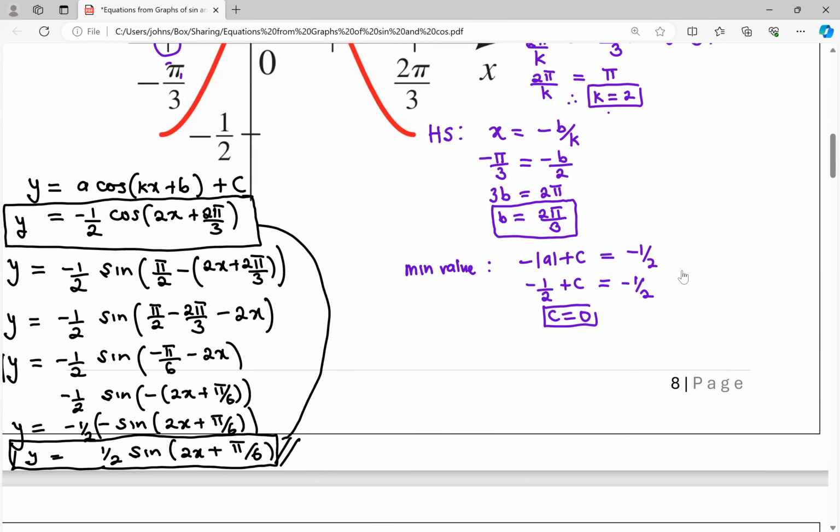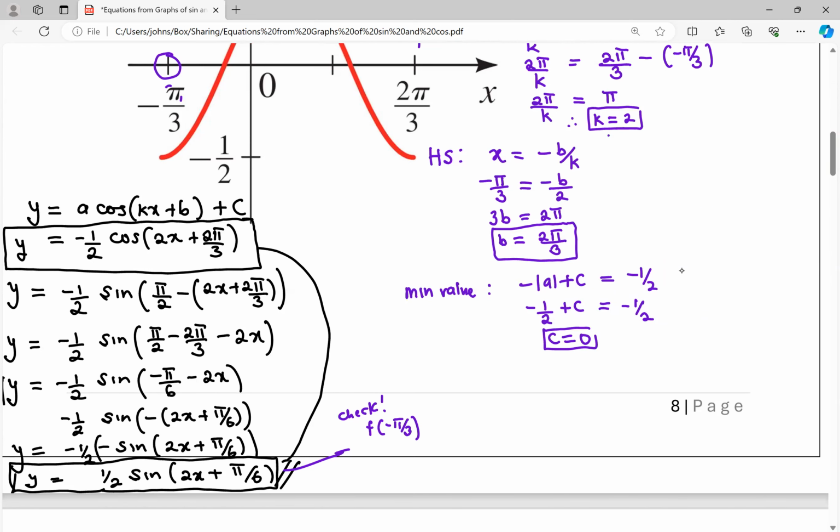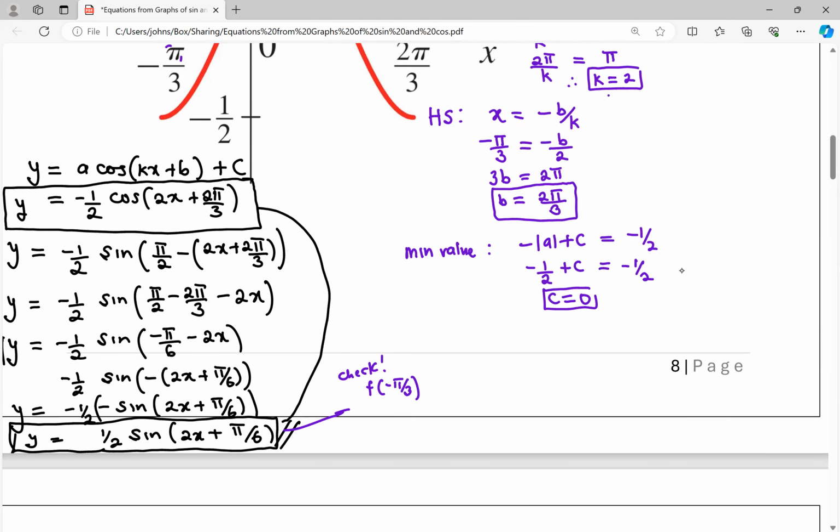So let's check with which one? Let's check with this one. It's fine. Let's check. What are we checking here? We just look for maybe f of what? We can use f of minus pi over 3. It's fine. We're using pi over 3, which is the starting point. We can use any point. It's fine. Which is easy. We can use.